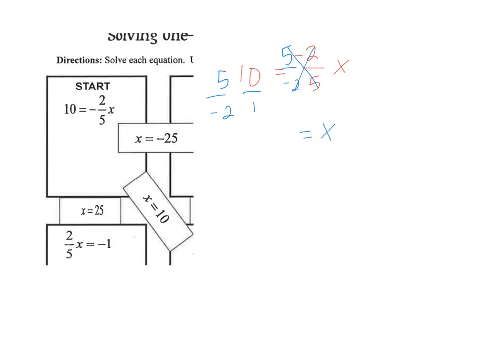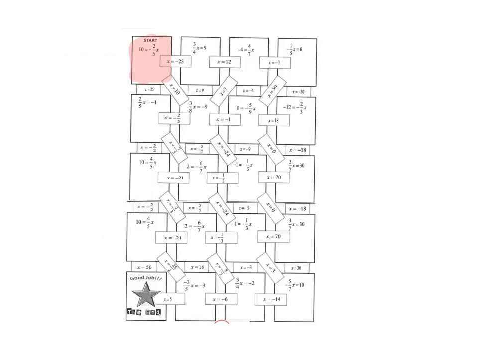Cross cancel here. 2 goes into 2 once, 2 goes into 10 5 times. So 5 times 5 is 25. I get 25 over negative 1, and 25 divided by a negative 1 is negative 25. And so we're going to be going over to the right. So we're going from there to there.